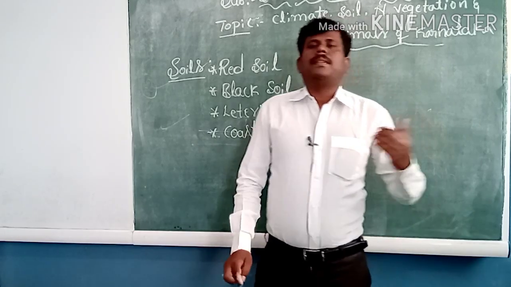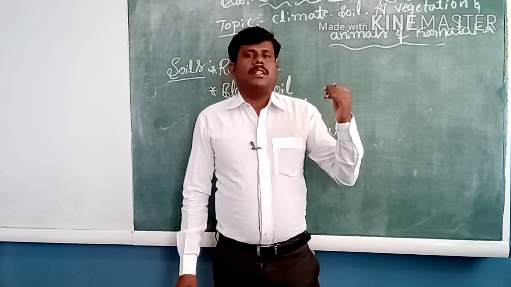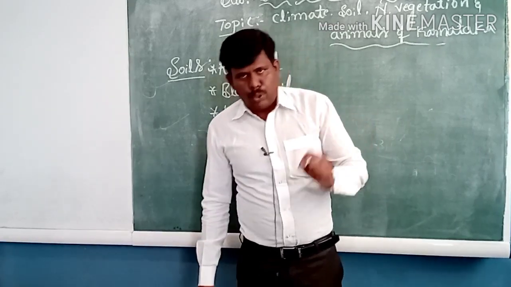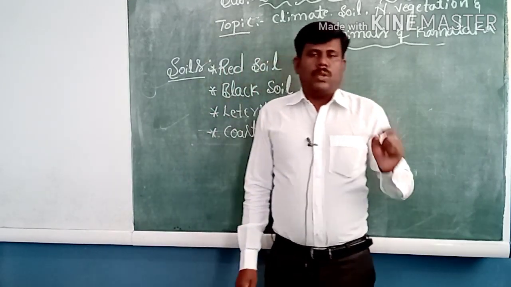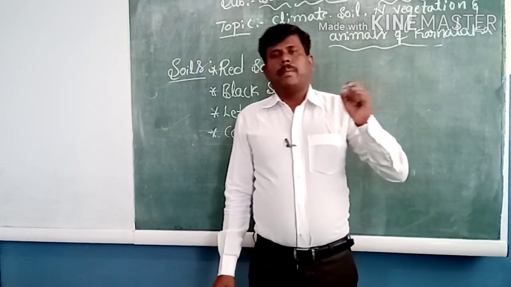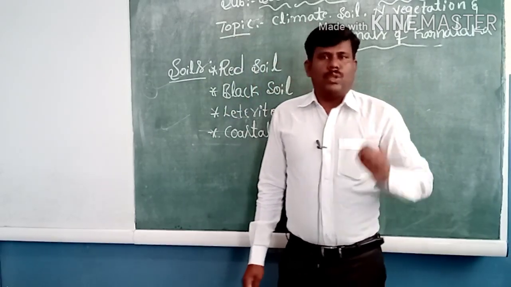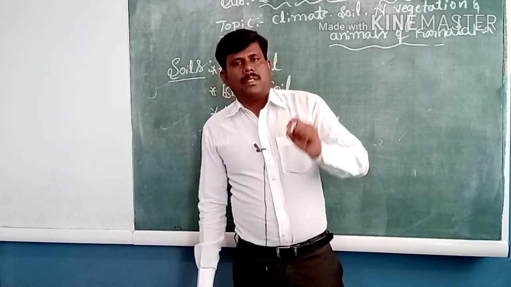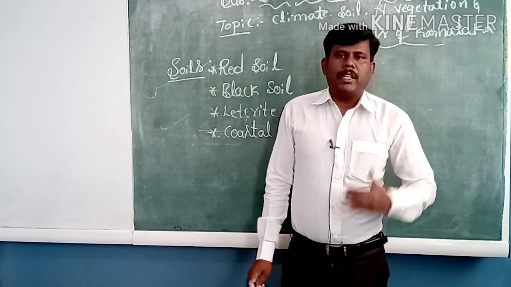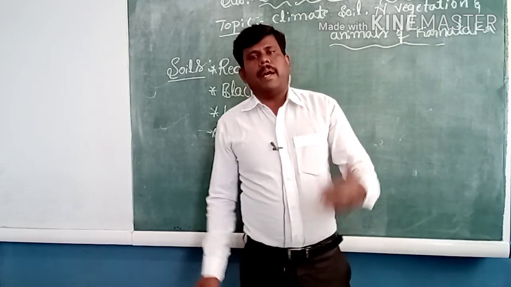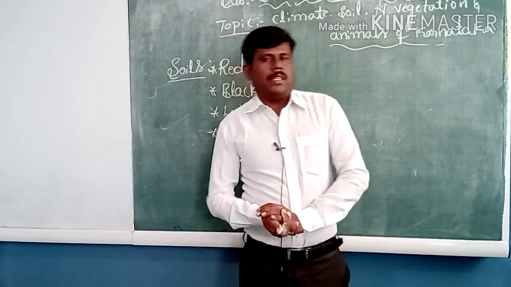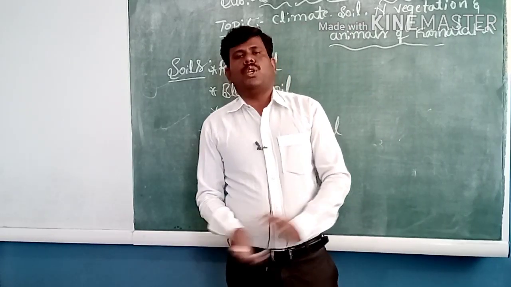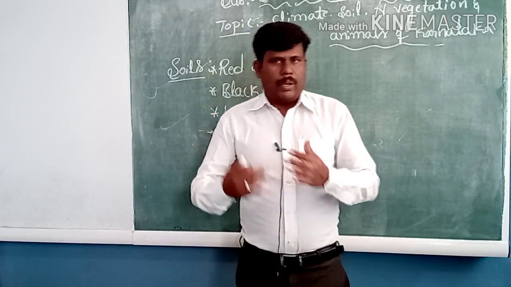This soil is located in southern districts like Tumakuru, Ramanagara, Bengaluru, Kolar, Chitradurga, Chamarajanagar, Mysuru, Mandya and other districts of South Karnataka. So the red soil is located in the south.